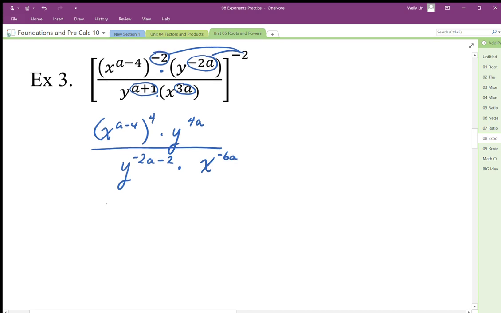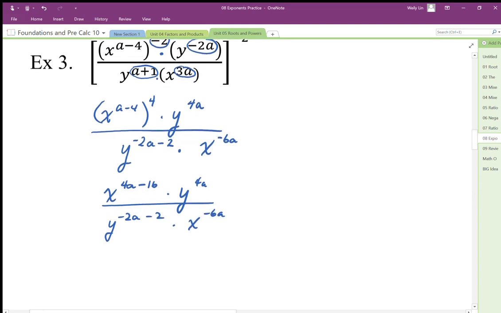Okay, so I'm going to apply the power to power, so I'm going to multiply these two powers together, which means I distribute across the negative, so it becomes 4a minus 16, y to the 4a, and here I end up with y to the negative 2a minus 2 times x to the negative 6a.